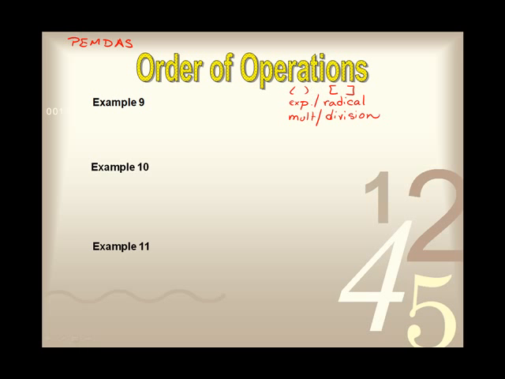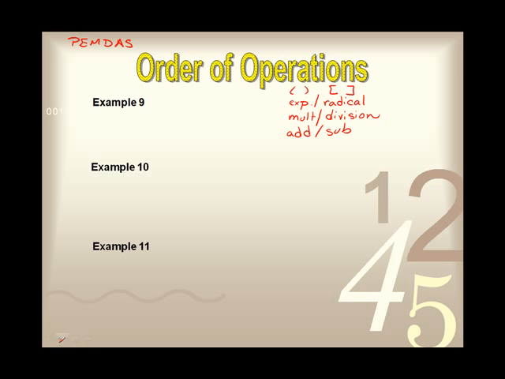Okay, and then the last two letters are addition and subtraction. The same deal holds here too. Addition is not higher up on the scale than subtraction. They're on the same playing field, and you have to work left to right to decide which one to calculate first.